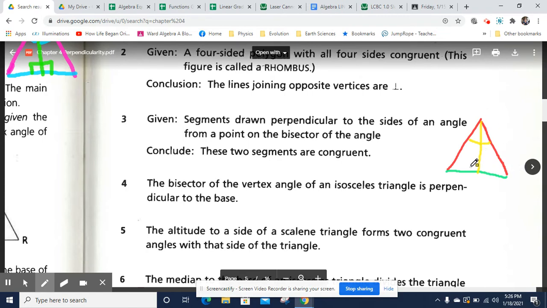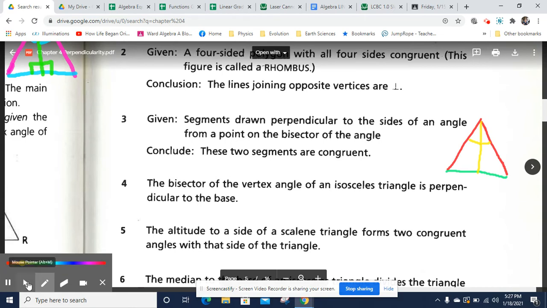These two adjacent angles are congruent to each other, and the only way two adjacent angles can be congruent is if they're right angles. Because the adjacent angles are going to be supplementary to each other, and two angles that are both supplementary and congruent can only be 90 degrees.